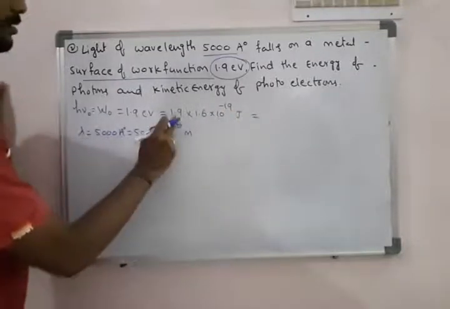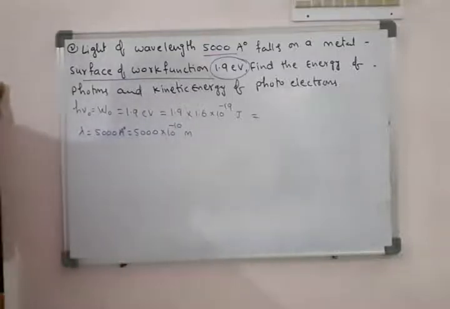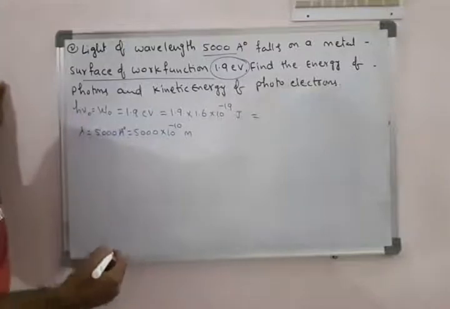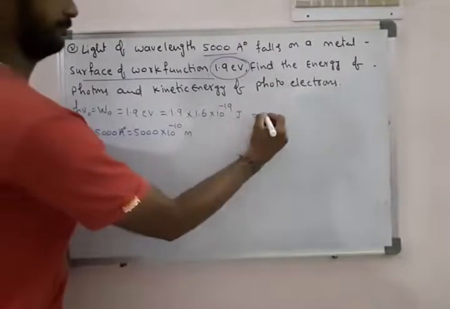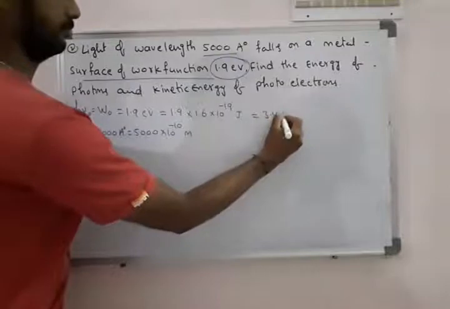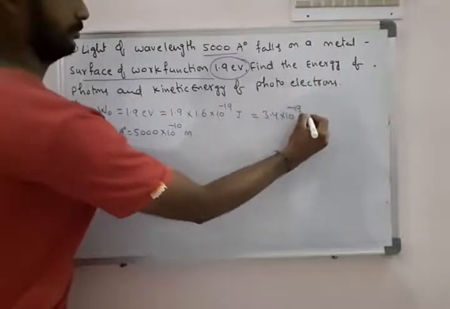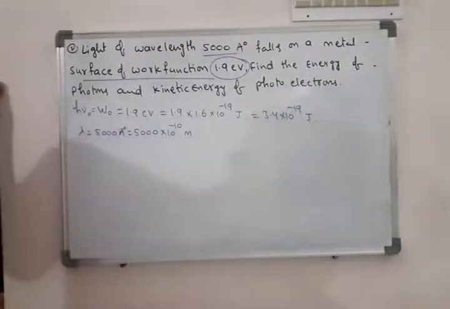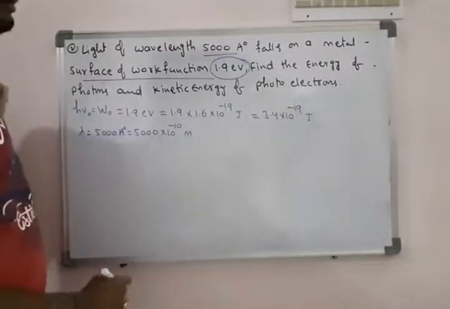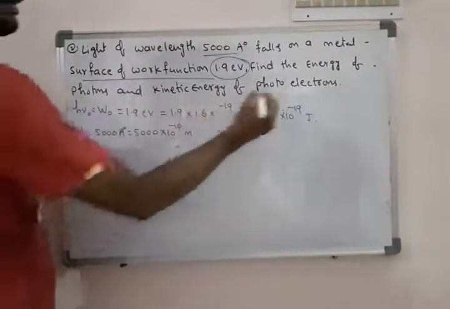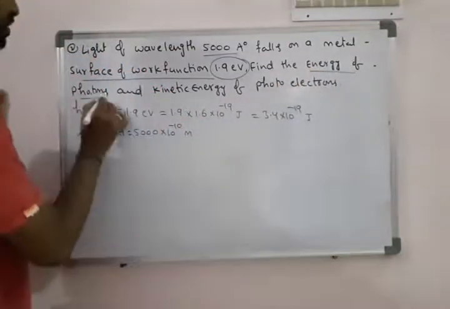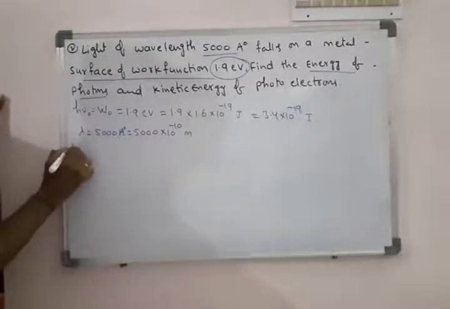And here we get 19 and 16. Approximately 3.4, so 3.4 into 10 to the power of minus 19 joules. So here there are two problems given. We need to calculate the energy of photons. At first we calculate the energy of photons.